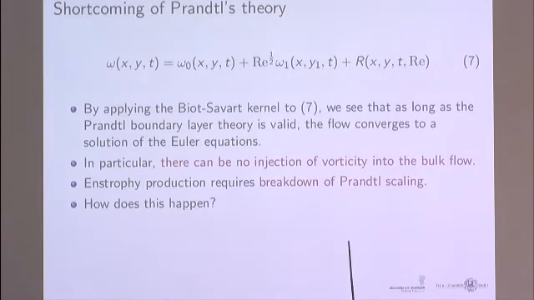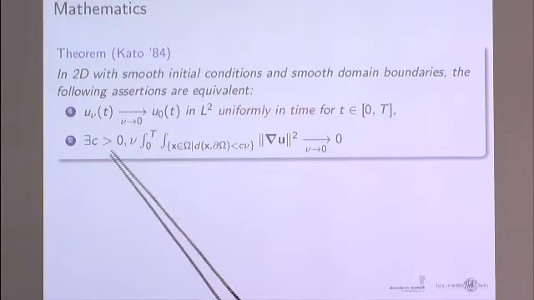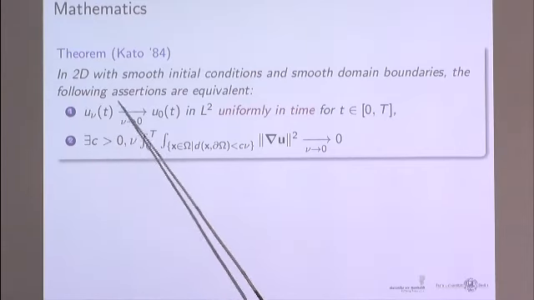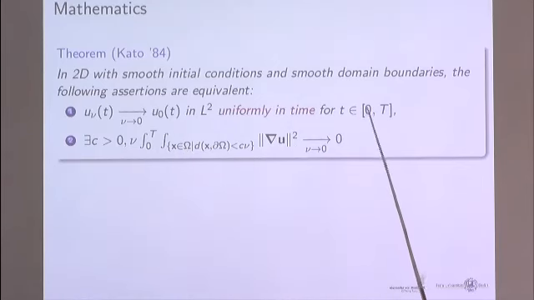Okay, so the question is, how does this happen? I'm going to present a few numerical simulations on this, but first we can refer to mathematics to tell us what the constraints are, what is possible. And there is this very important Kato theorem, which is valid also in 3D, but let's just consider the 2D case. We have equivalence between these two conditions: that the viscous flow converges to a solution of the Euler equation uniformly in time on some finite time interval, okay?